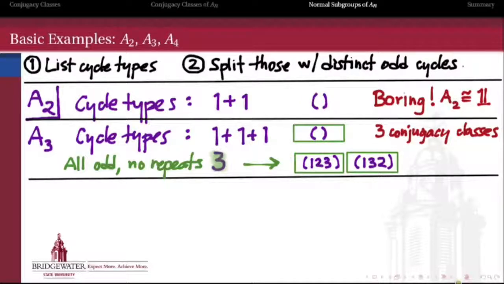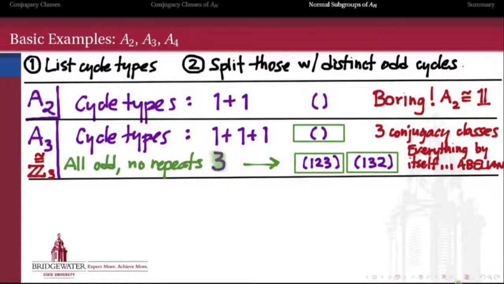But notice what happens here. Every single element of A3 is by itself in its conjugacy class. Therefore, as we said before, every element of A3 here is going to commute with every other element of A3. Therefore, A3 is an abelian group. Not surprising, because we can check directly that A3 is isomorphic to Z mod 3. So neither of these two examples are particularly interesting. A4 is where we start to get some interesting stuff.